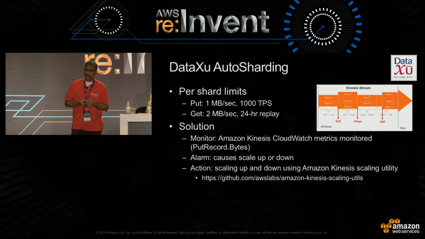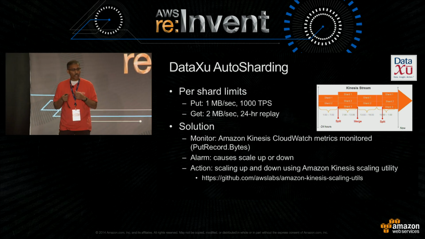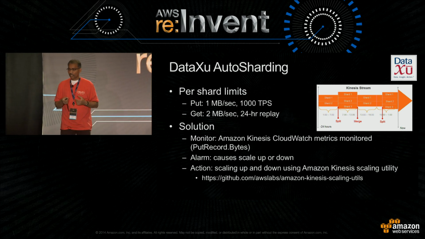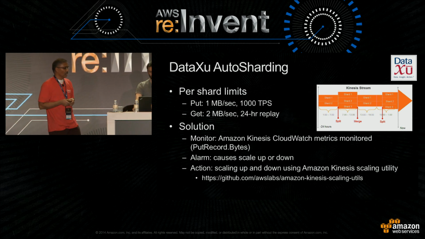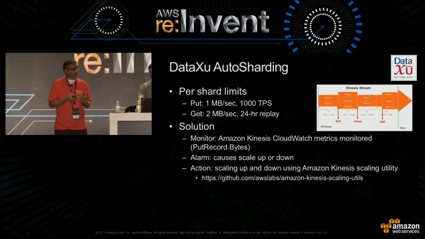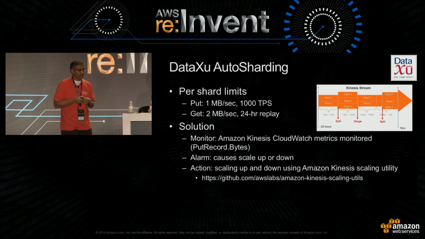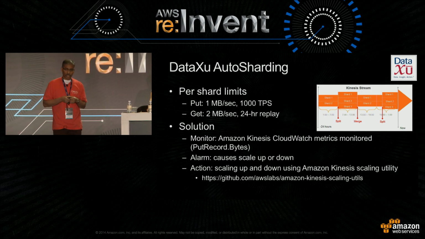Second part is the capacity. So today in Kinesis, the unit of scalability is a shard. Each shard can handle about 1 megabyte per second or about 1,000 TPS. And on the consumer side, when you're reading data out of a Kinesis stream, you can have up to 2 megabytes per second or 24-hour replay.